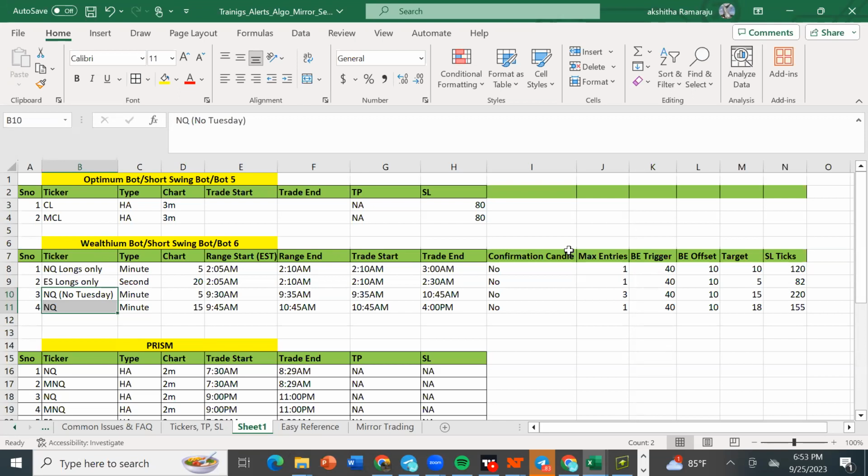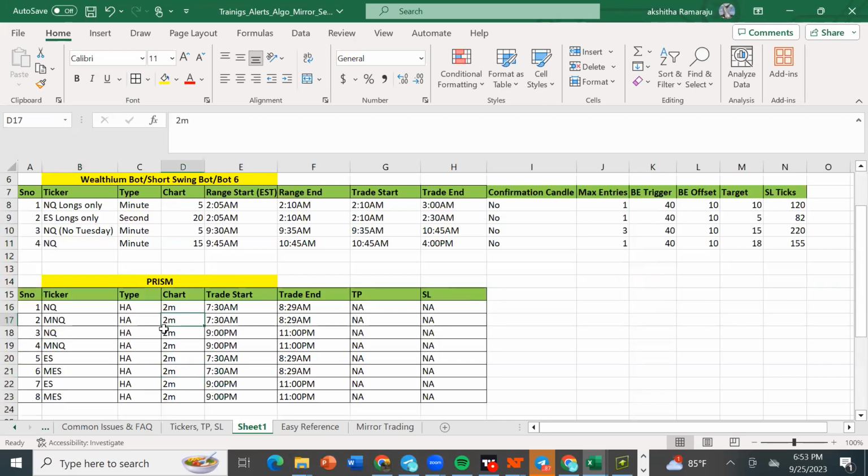For Optimum, there is no timing. You can run throughout the day. You don't need to set Prism and Spectrum every morning either. Once you set it up, the only thing is if there is a lot of volume, we'll change it to 3 minutes or 5 minutes. If it is just moving in a range, we'll just continue with 2 minutes. That is the only change we need to make. Everything else will remain the same for Prism and Spectrum.